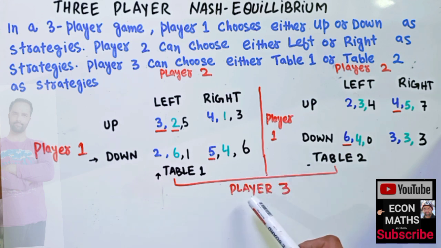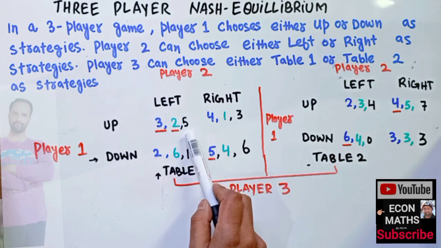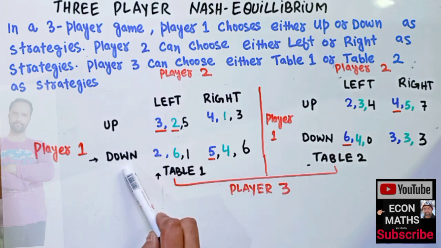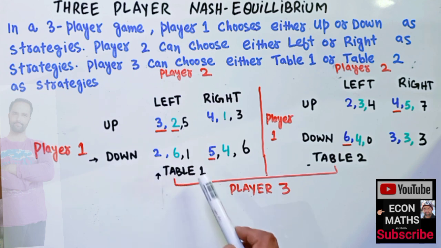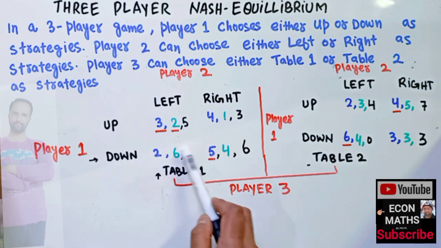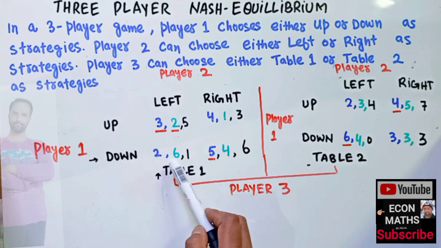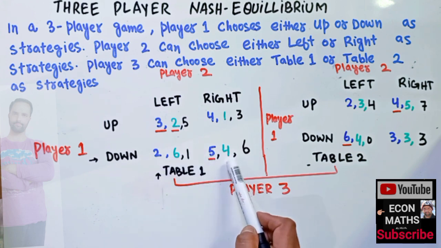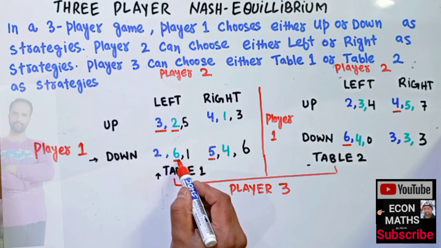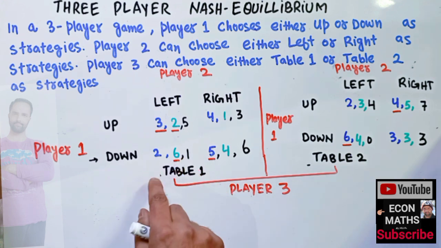Now let us suppose player 3 chooses table 1, player 1 chooses down. Again player 2 has two options, either to go left or right. Left gives him 6 payoff, right gives him 4 payoff. Obviously he will choose the better payoff, that is 6.